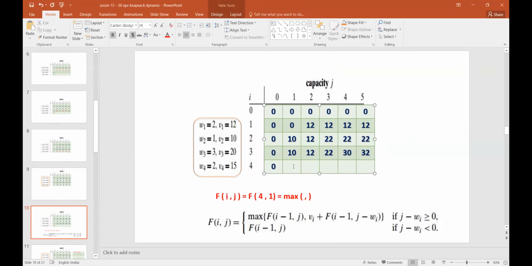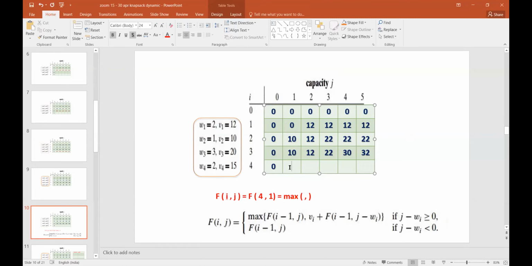Okay, we shall calculate f of what? f is the name of the matrix. It is f of i, j. What is i? This is 4. What is j? This is 1. This is the place I am talking about. This is f of 4 comma 1.